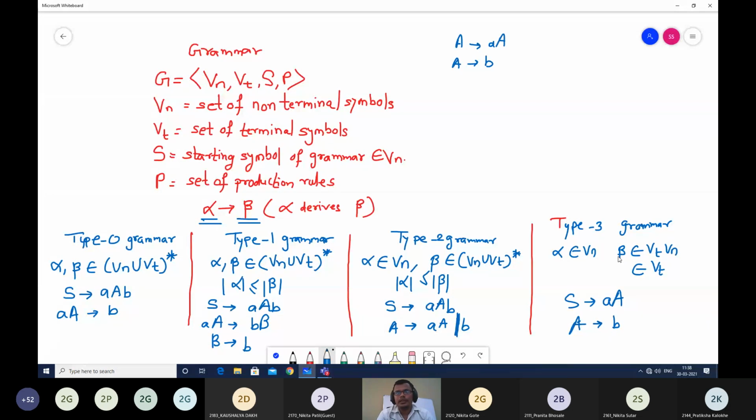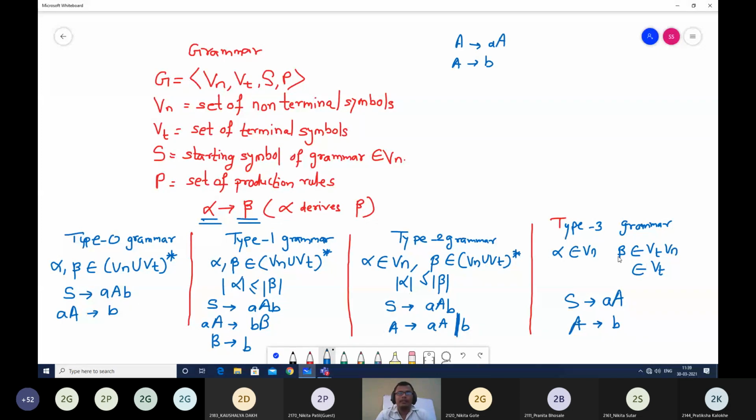No, sir. Yes, all the four types of grammar are understood. Grammar is a 4-tuple: Vn, Vt, S and P. Vn is the set of non-terminal symbols. Vt is the set of terminal symbols. S is the starting symbol of the grammar, which compulsorily has to be a non-terminal symbol. Then P is the set of production rules, where every production rule is of the form alpha derives beta.